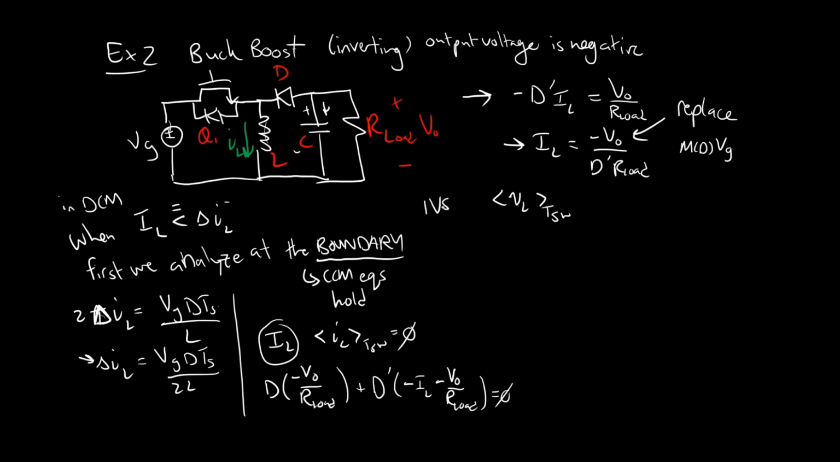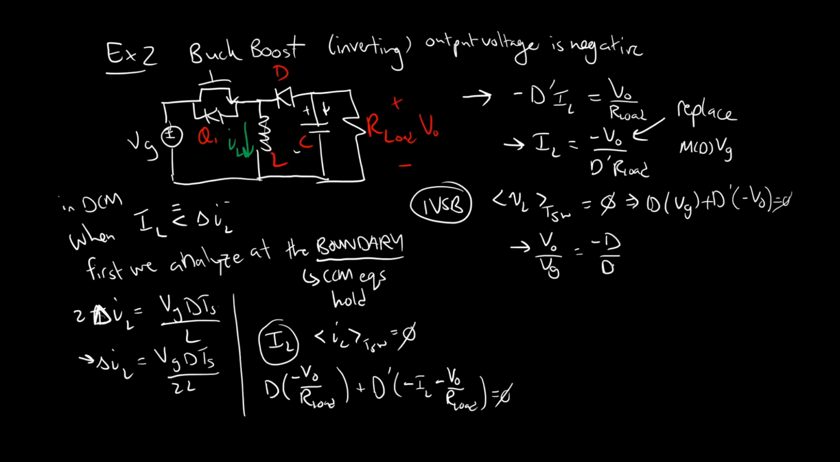So now, some scratch work. Basically we do IVSB. Again, this is equal to 0. And I'll just solve this quickly. So D times VG plus D prime times minus V out is equal to 0, which means V out over VG is equal to minus D over D prime. Sorry, this is a plus. Is equal to minus D over D prime, right? So in the first subinterval, this is conducting, which means we apply VG to the inductor. In the second subinterval, the diode we assume is going to conduct, right? Which means we apply V out to the inductor. That's why we have VG in the first subinterval and V out in the second. This is the conversion ratio.